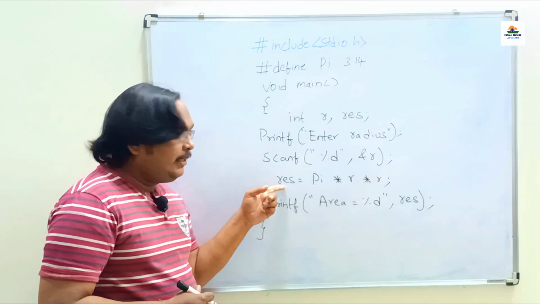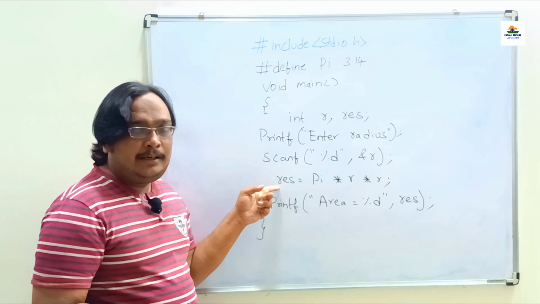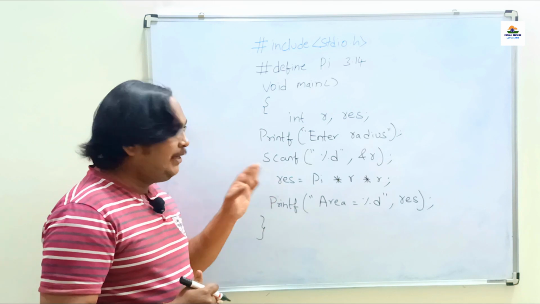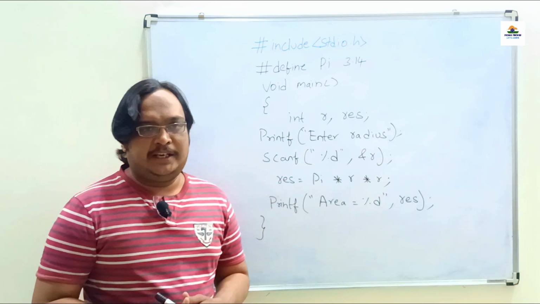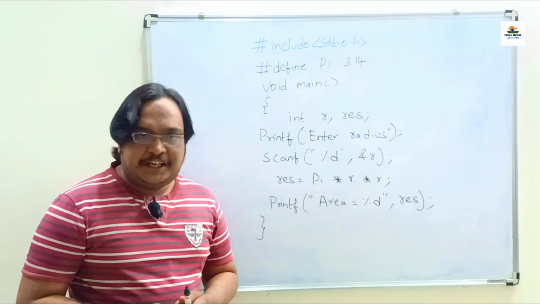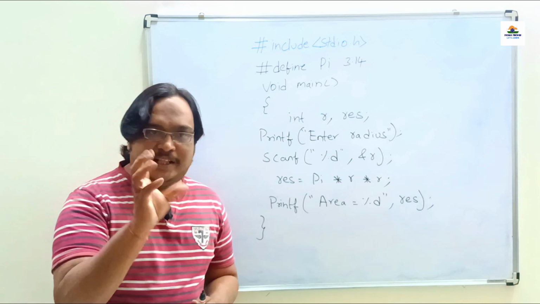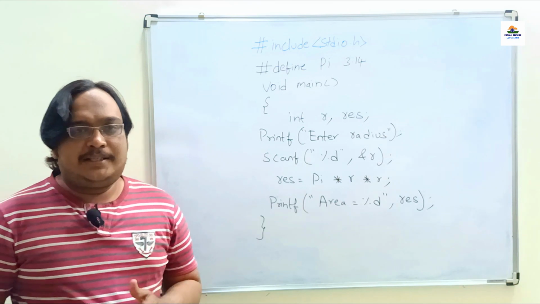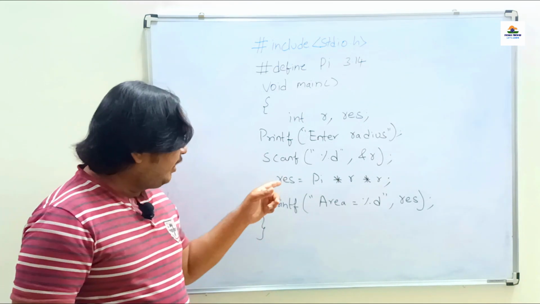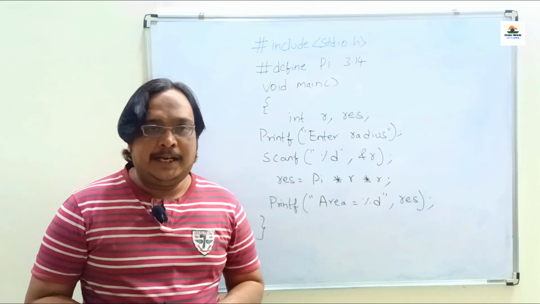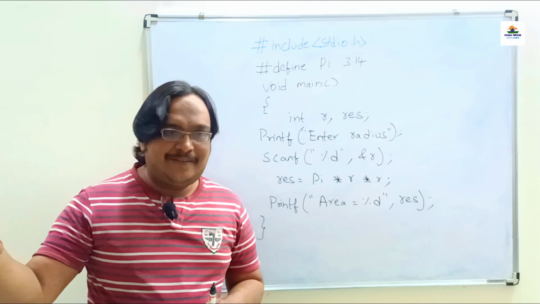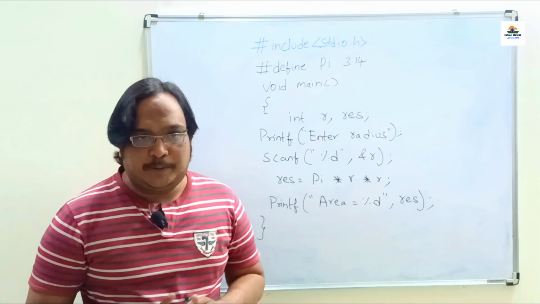Since the resultant type is also integer, even if you get a fraction value, the result will be displayed in the form of integers only. That is, it will discard the fraction part and display only the integer part. Suppose the result is 32.345. Since RES is declared as an integer, the output will be 32 only. The 0.345 will not be displayed.